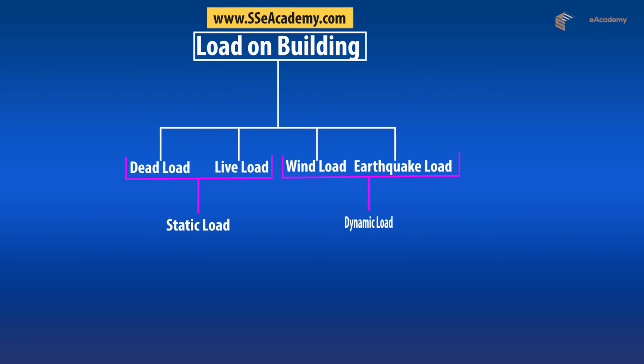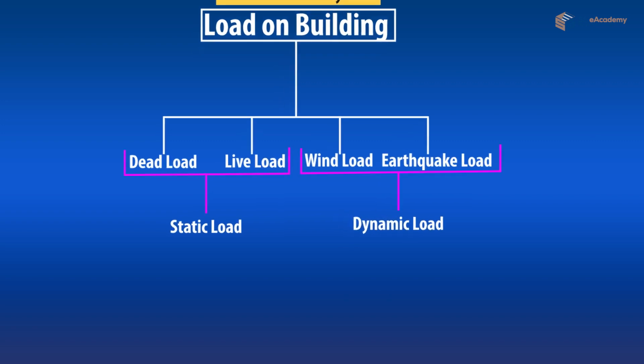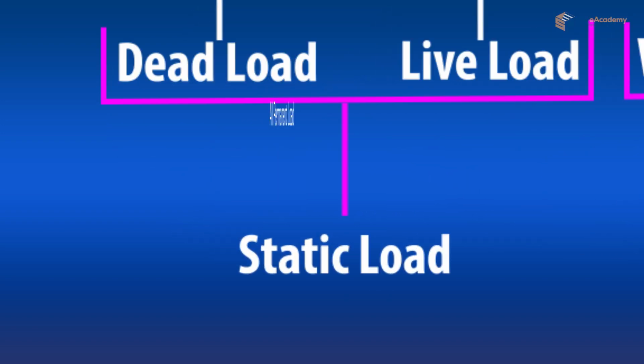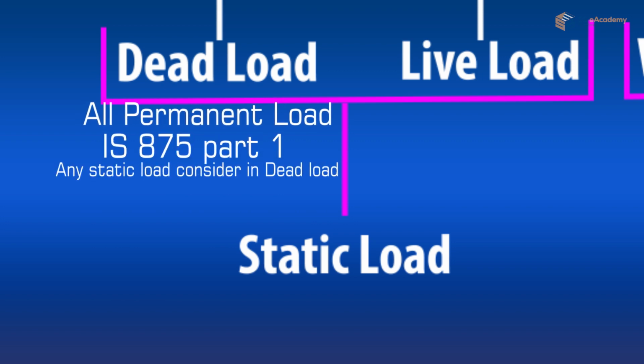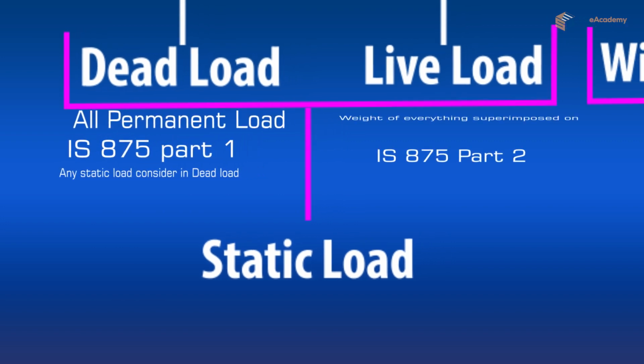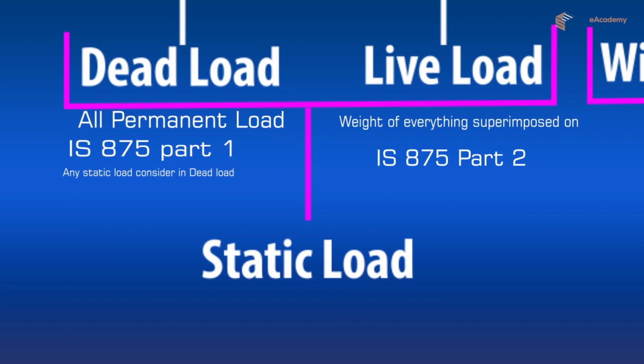The first two, the dead load and live load, are the static loads. In dead load, all the permanent loads like the weight of the building, mass or any structure's weight are considered. The live load is the weight of everything that is superimposed, or the weight of any movable thing like persons or anything, which is considered.